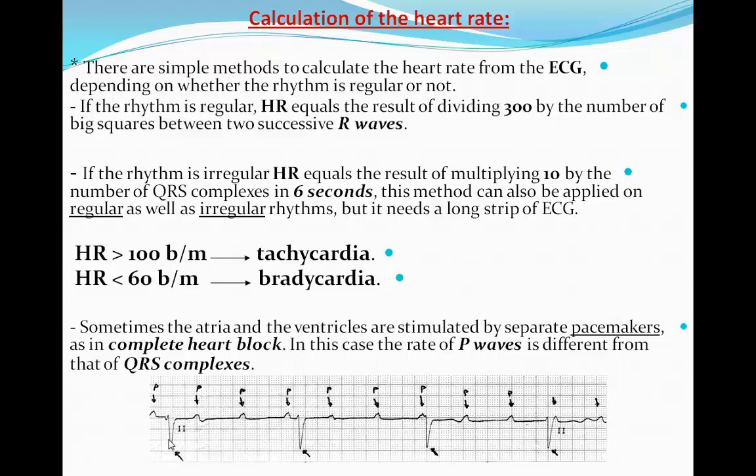But here on the other side, QRS complexes, although they are regular in rhythm, severe bradycardia is there. If we calculate how many big boxes here, 1, 2, 3, 4, 5, 6, 7, 8, 9, 10, it's about 10. So if we divide 300 by 10, it will give us 30. So the QRS complex rate here, which will be the same as the radial pulse, will be 30 beats per minute.